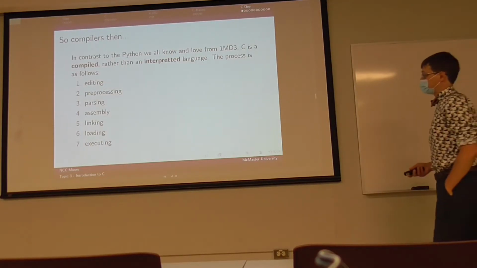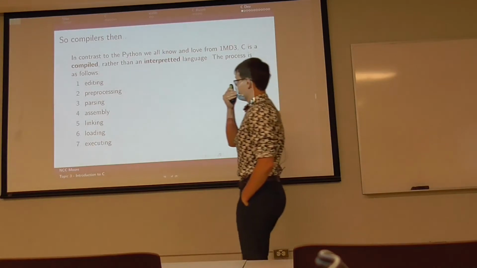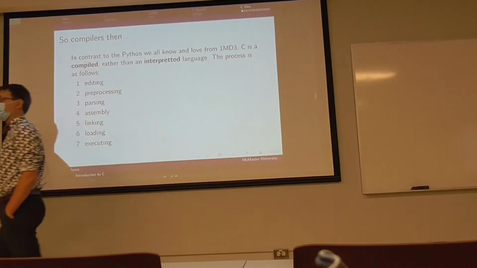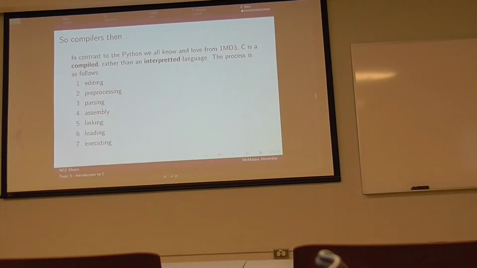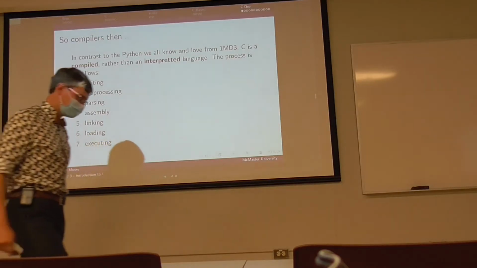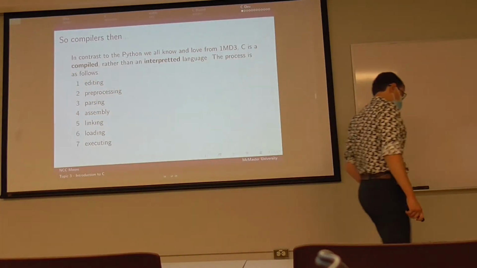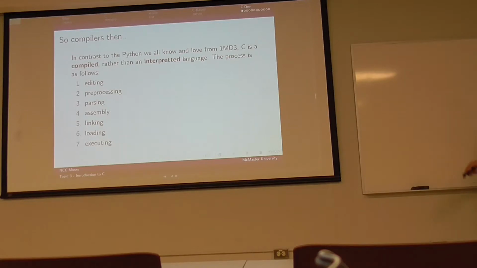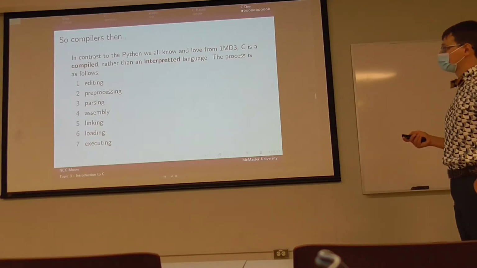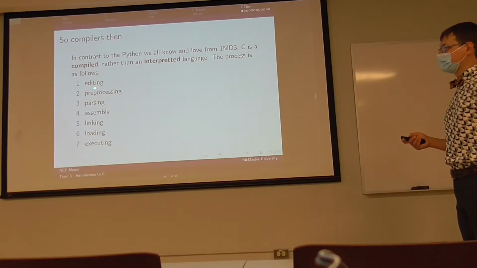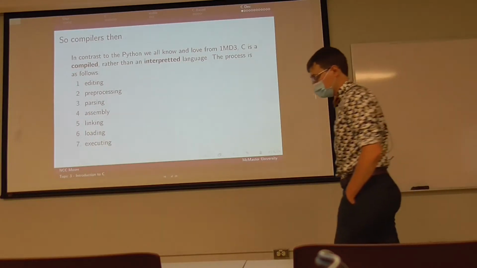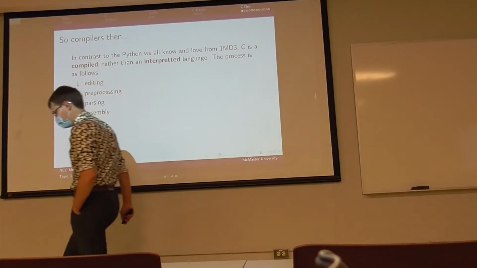So, compilers then. In contrast to Python, and all that we know and love from 1MP3, C is a compiled rather than an interpreted language. The process for creating a C program is as follows. Fortunately, most of these are handled by the compiler itself. First things first, you must create the program using editing software.